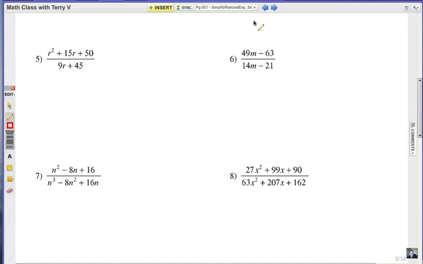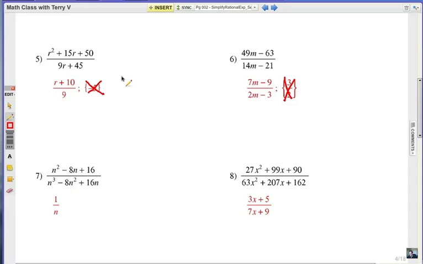All right, now look at these next four. Make sure you look for greatest common factor first, and then factor it out, cancel out your common factors, simplify, and check. Check back with me in a few seconds. All right, answers. Again, we can ignore this part here, which has to do with the restricted values. We don't need to worry about that.